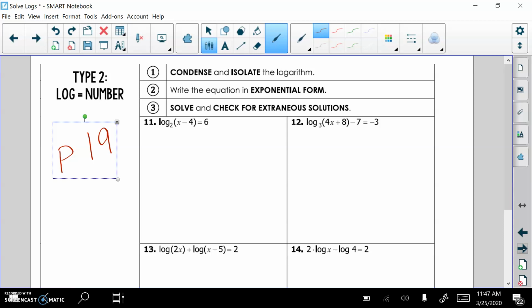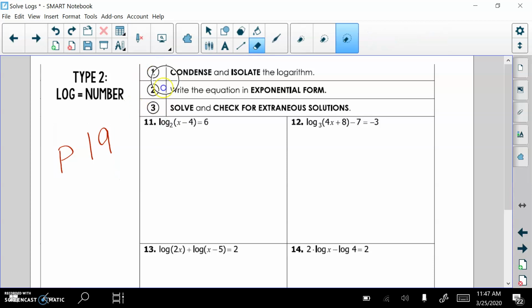Okay, so we look at the directions: condense and isolate the logarithm, write the equation in exponential form, solve, and check for extraneous solutions. We don't have calculators. We don't have to check for extraneous. We'll just get as far as we can, like I said earlier, and go where we can. Now, we only have a log on one side, and that's actually kind of cool.